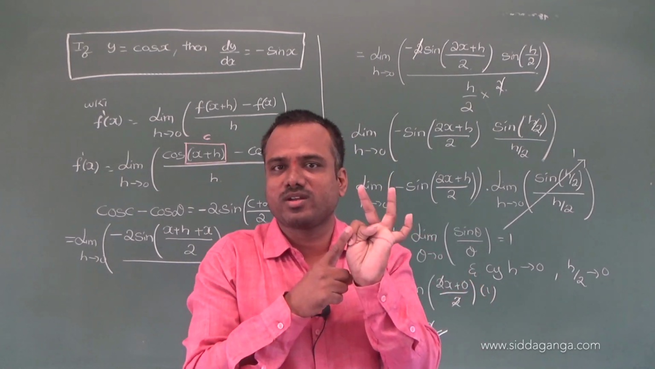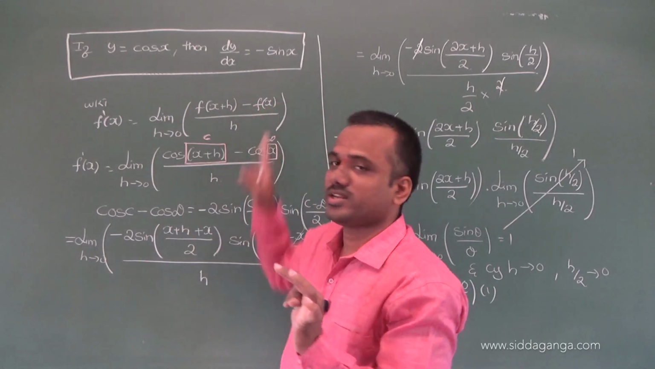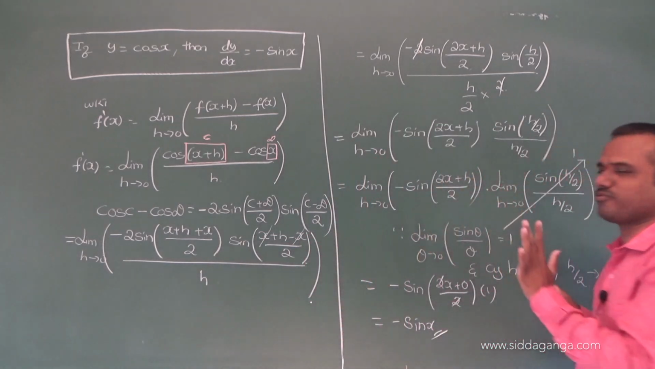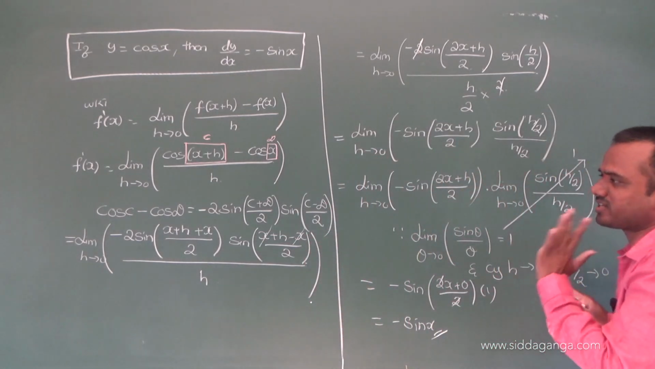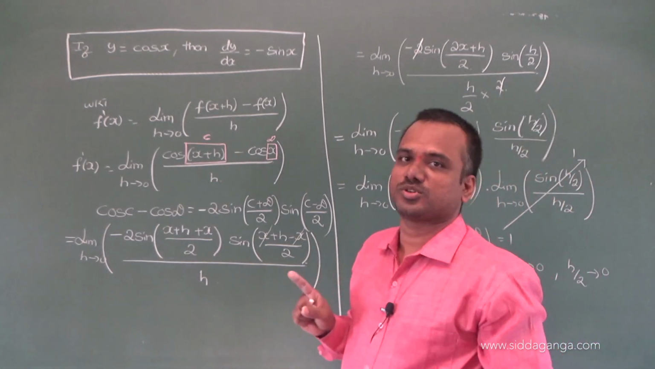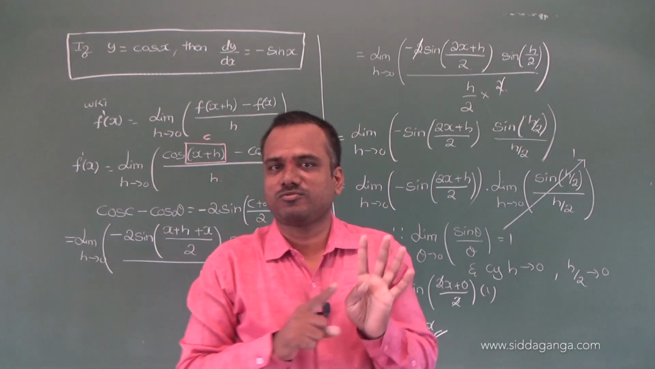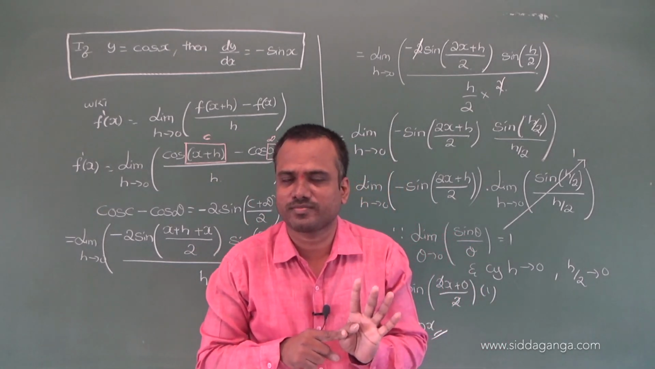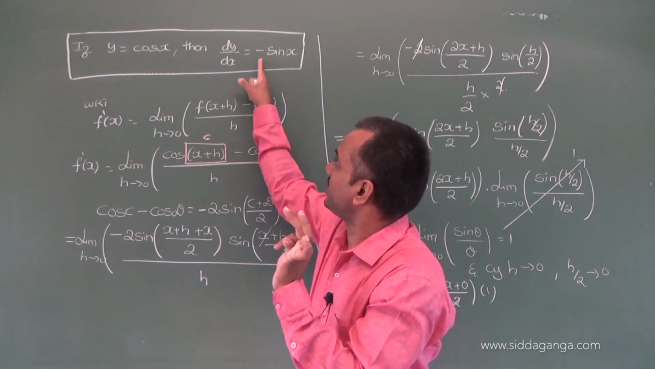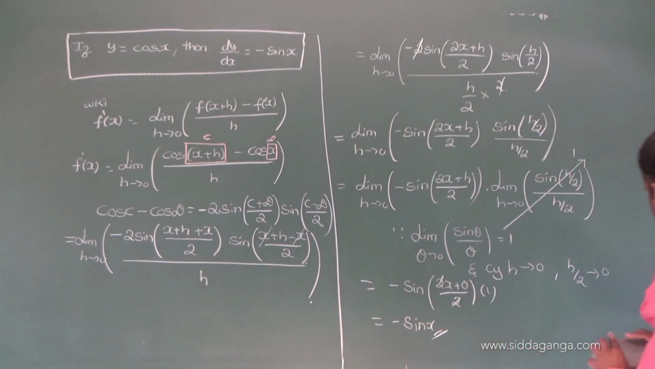Second one, the derivative of cos x is minus sin x. Observe this proof carefully. You practice it, then only it is very easy. Observe each step carefully. It is a very important proof. So we discussed two formulas. First one is the derivative of sin x is cos x. Derivative of cos x is minus sin x. Third one, see this one carefully.